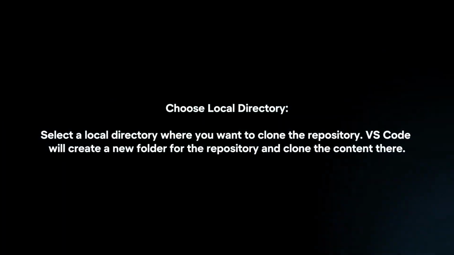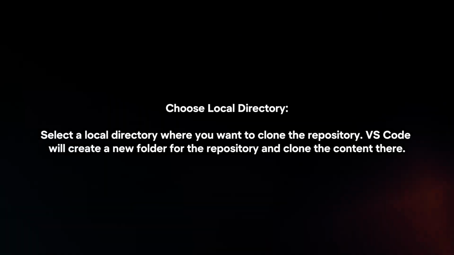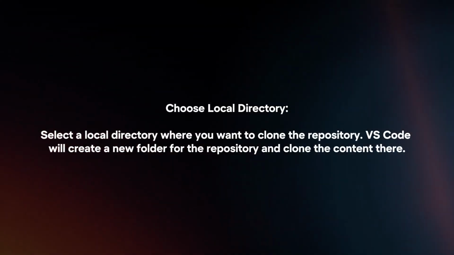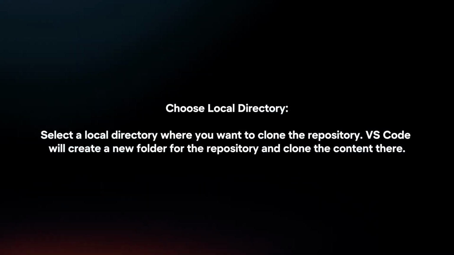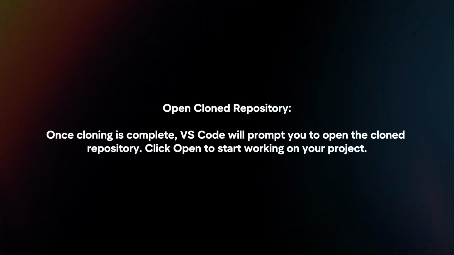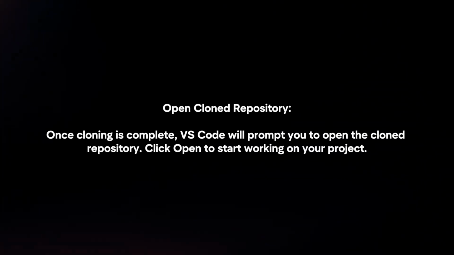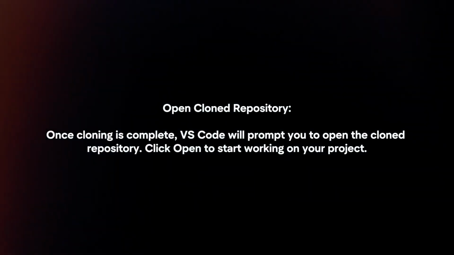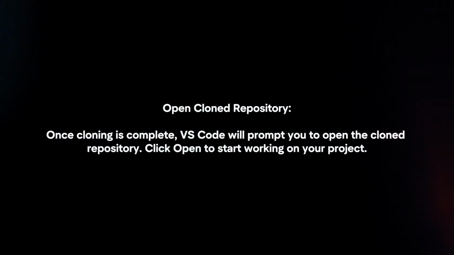Choose local directory. Select the local directory where you want to clone the repository. VS Code will create a new folder for the repository and clone the content there. Open Clone Repository. Once cloning is complete, VS Code will prompt you to open the cloned repository. Click Open to start working on your project.